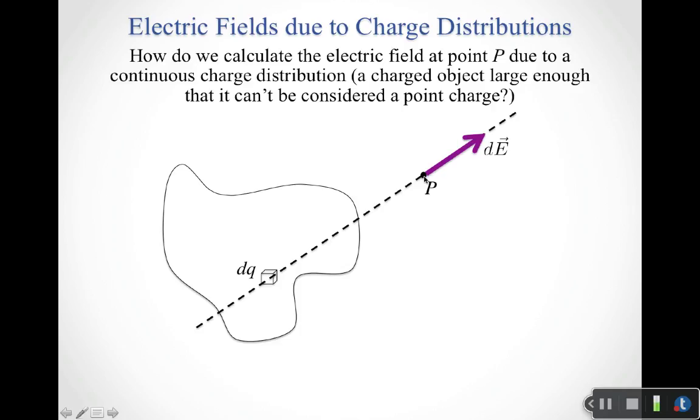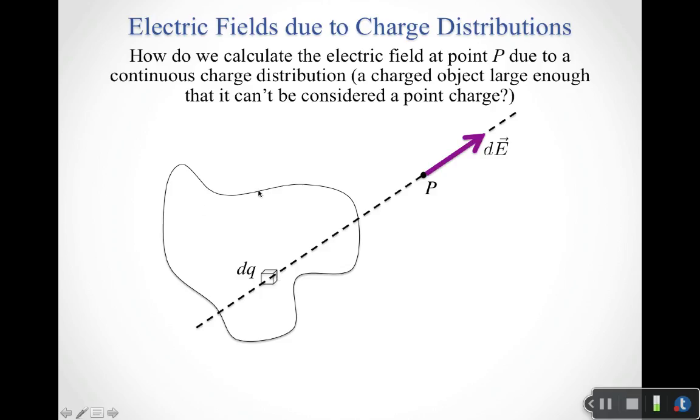So if I've got a continuous charge distribution, and all that is just a fancy way of saying that I've got something that I very clearly can't treat as a point charge. So whatever this strange object is, it has volume. So it stretches out in 3 dimensions. It's very clearly not a point charge. So what I can do then is basically say, well, let's break it up into tiny little charge elements that I can treat as point charges.